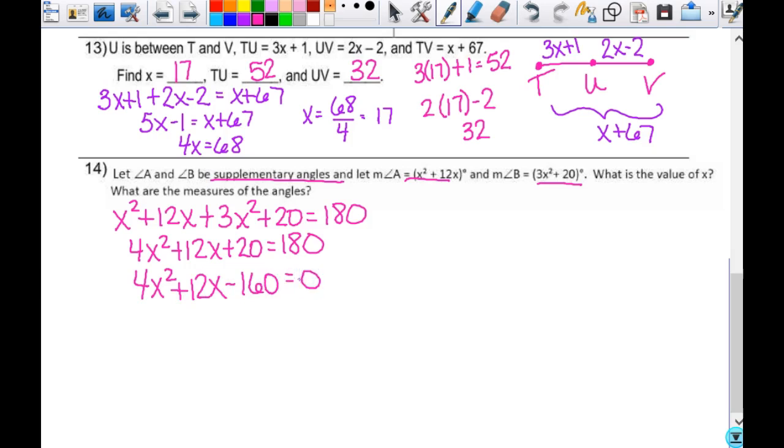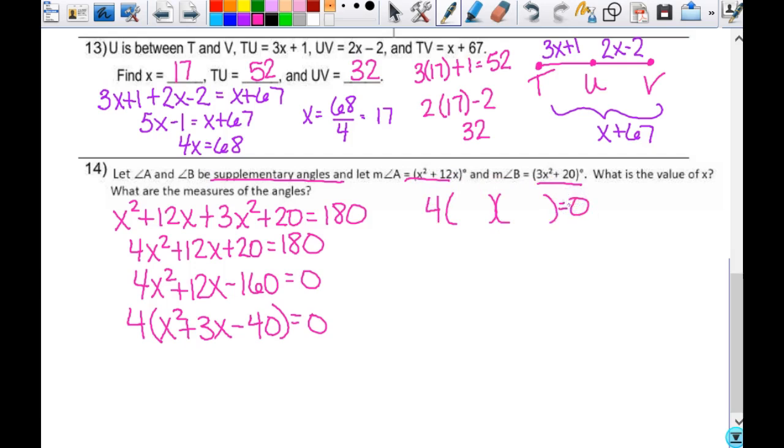So now that it's set equal to 0, I need to factor it and solve it. So I'm going to factor out my GCF, which is 4. So it leaves me with x squared plus 3x minus 40 equals 0. Notice my GCF did not disappear. It is still equal to 0. So now I need to get it factored into two terms so that it looks like this.